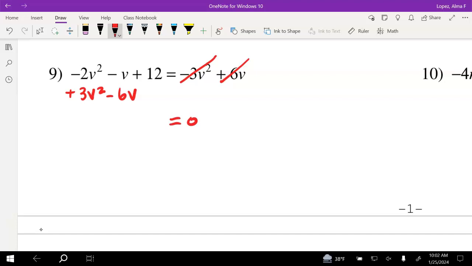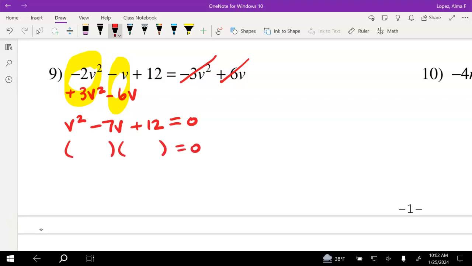But I've got to clean it up a little bit. I'm going to combine the like terms. These two go together, and these two go together. 3v squared and minus 2v squared is 1v squared. Negative v and negative 6v makes negative 7v, and the 12 is okay. That is actually a type 1 trinomial, so I'm going to open up my 2 parentheses factors.